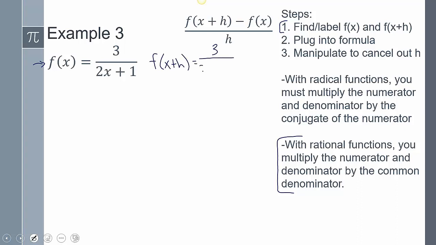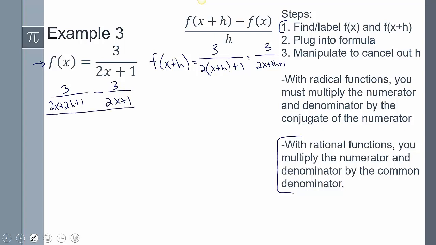So that's going to be 3 over 2 times x plus h. And then I still have my plus 1, which if I wanted to simplify that, that gives me 3 over 2x plus 2h plus 1. All I did is distribute the 2. So now I can plug this into the formula. So plugging into the formula, I'm going to get 3 over, so here's my f of x plus h, 2x plus 2h plus 1, minus my f of x, 3 over 2x plus 1, and this is all over h.